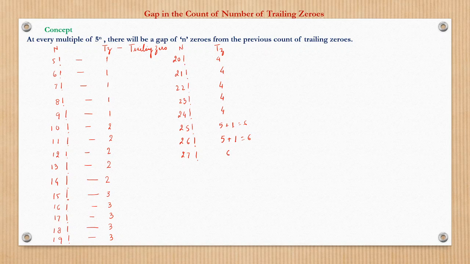27 factorial will also have 6, 28 factorial will also have 6, 29 factorial will also have 6. 30 factorial will have 7, because 30 by 5 is 6 and 6 by 5 is 1, so we get 7. 31 factorial will be 7, 32 factorial will be 7, 33 factorial will be 7, 34 factorial will again be 7.